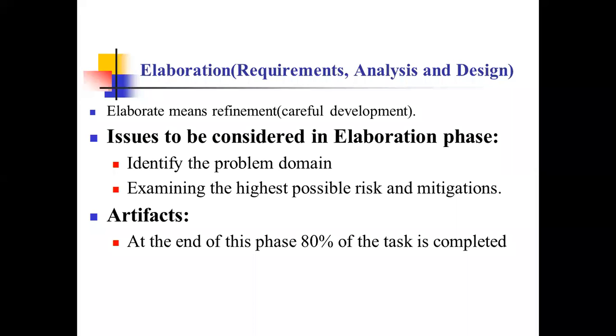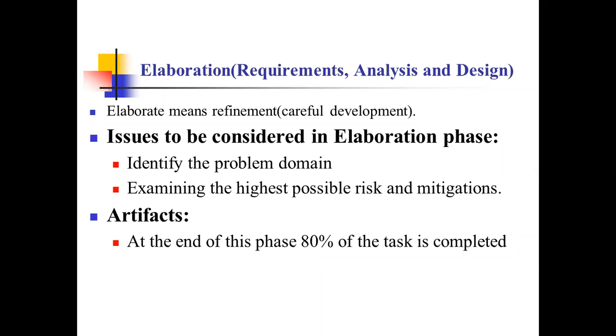There are several issues that we can consider while designing that software. Some issues are considered in that elaboration phase, like we have to identify the requirements, identify the problem domains, and analyze that problem domain based on those requirements. Based on that analysis we are going to design that system.